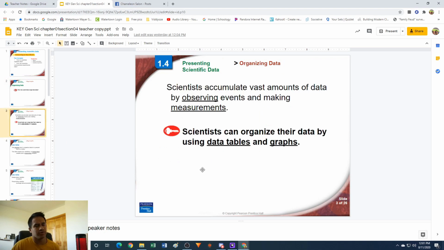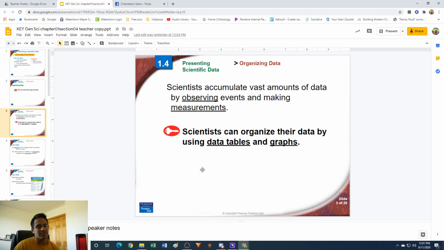So a lot of times, of course, when we're doing science and doing experiments and making lots of observations, there's lots of things that we need to write down and information we need to make note of so we can use it later on to come up with some conclusions. We can organize our data a lot of times either using data tables or graphs.